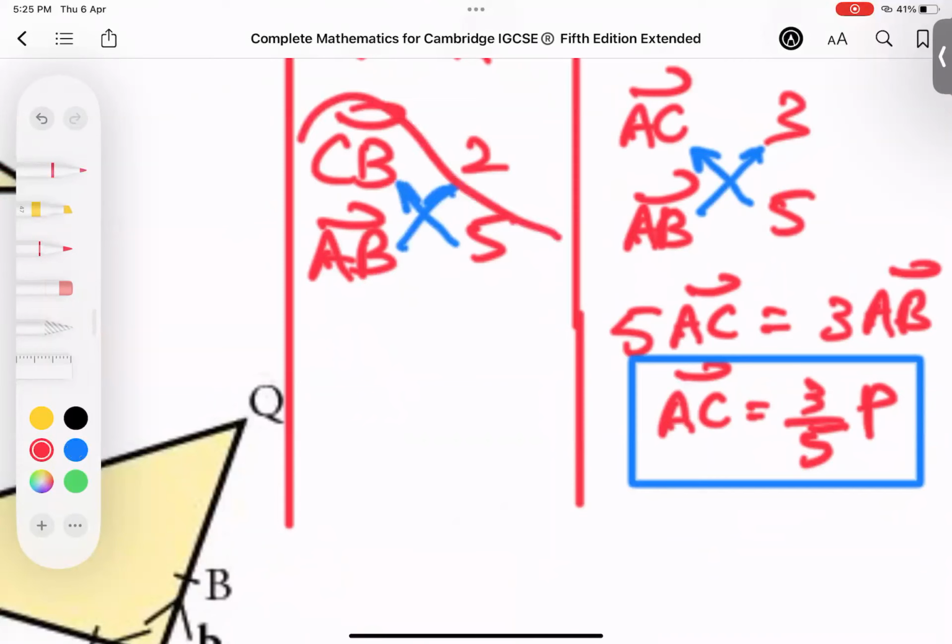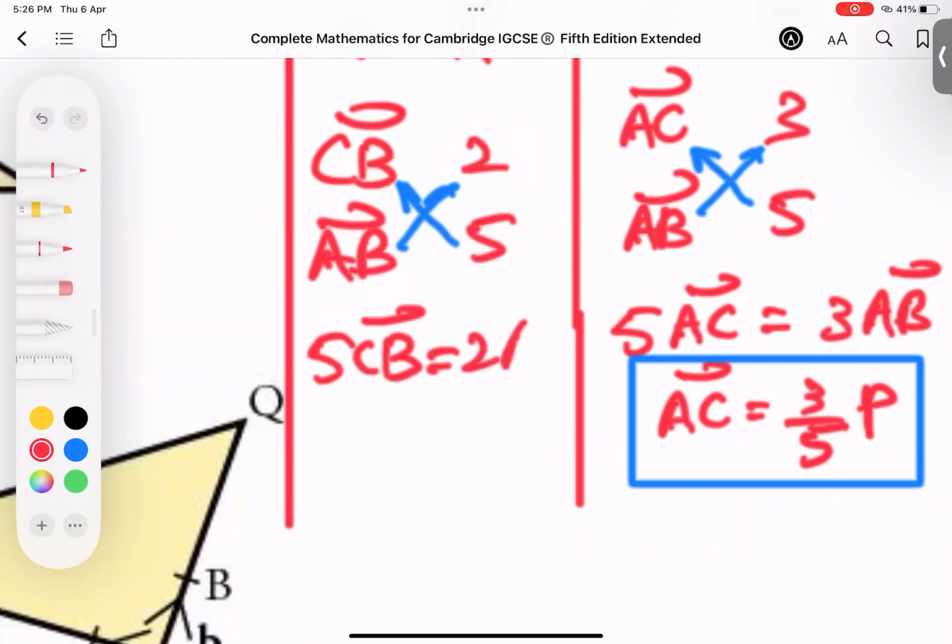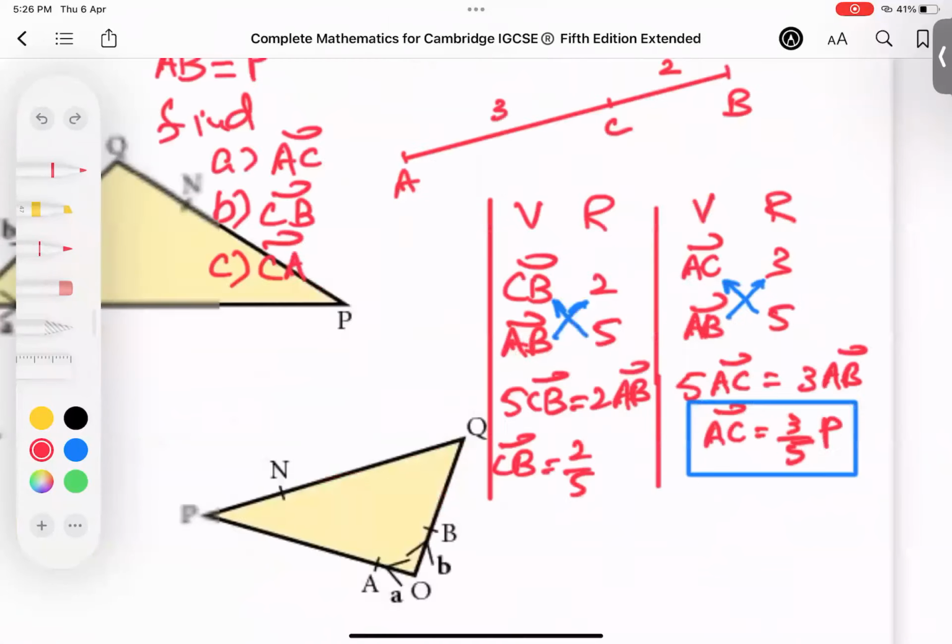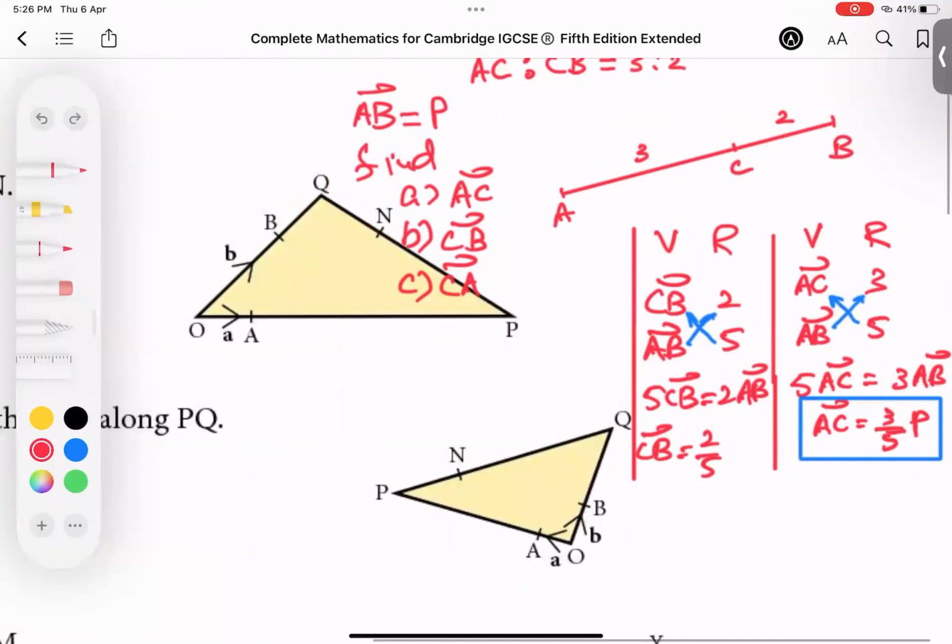And now students, cross multiply. So I can say that 5 times CB equals 2 times AB. And this 5 will go under 2, and the CB vector equals 2 by 5 times AB. And the AB value, you know it very well, equals P. And Mabruk, Alhamdulillah Rabbil Alameen, this part is also clear.